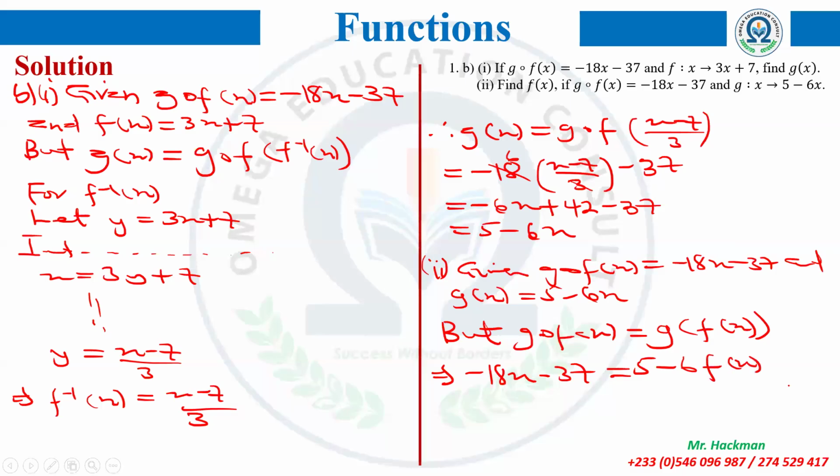So at this point, you continue and make f of x the subject. You move this one to the side, then move these two to the side. Then you combine and divide your results by 6. You end up getting exactly what we are looking for. Is my point well made? So this gives us 6.